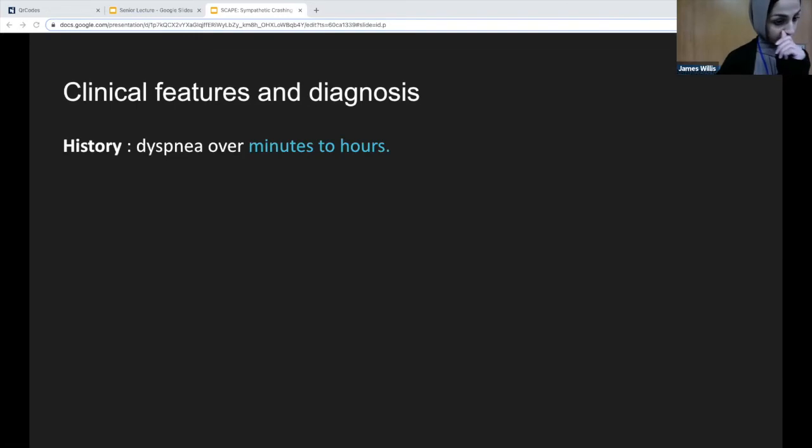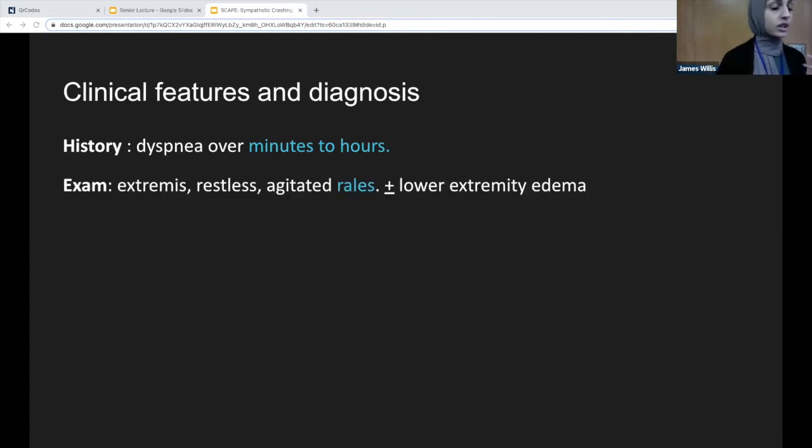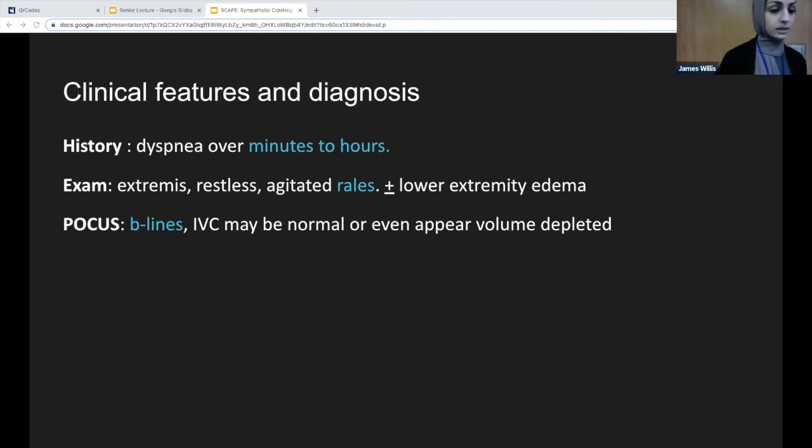So, clinical features and diagnosis of a patient in SCAPE. Their dyspnea is going to progress very rapidly over minutes to hours. And on exam, they're going to come in restless, agitated. You'll hear rales all throughout their lungs. On the sono, you'll see B lines.